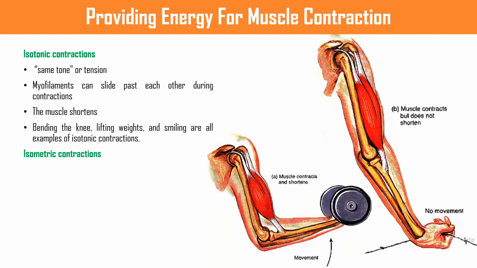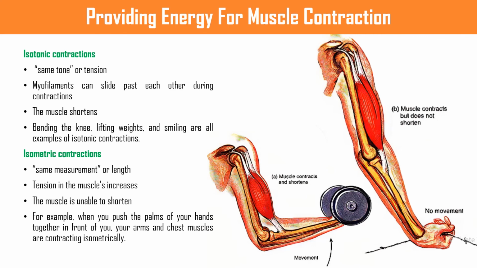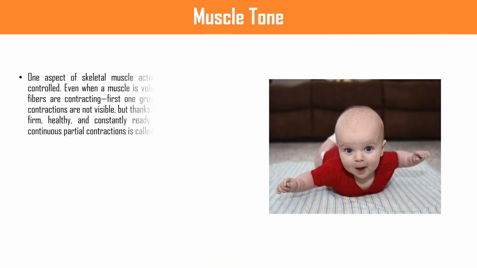Then we have isometric contraction. They have same measurement or length. Tension in the muscles increases. The muscle is unable to shorten. For example, when you push the palms of your hands together in front of you, your palm and chest muscles are contracting isometrically. Muscle tone.